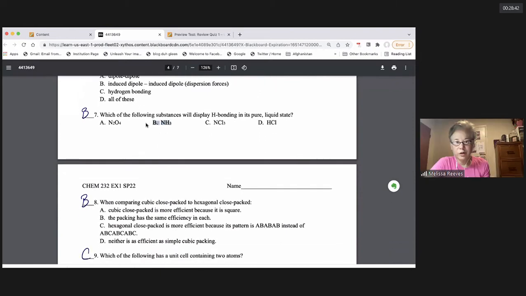Right. So in the next question, which one will have hydrogen bonding? It's the ammonia.